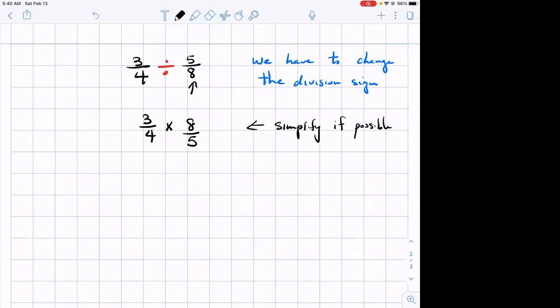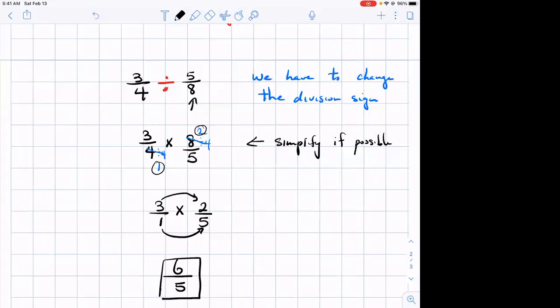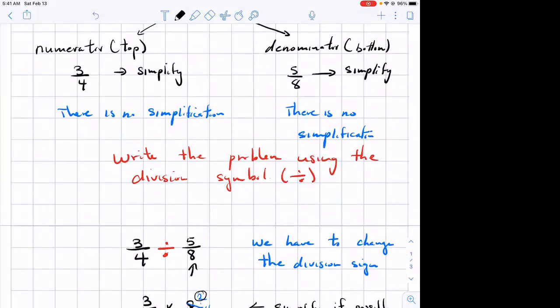So you will notice that this number here is divisible by itself, and this number here is divisible by itself. So you can say 4 divided by 4 is 1, 8 divided by 4 is 2. So what we have now is 3 over 1, sorry, because that was simplified, times 2 over 5. 4 divided by 4 is 1, and then a 2. And there is no other simplification, so we multiply. 3 times 2 is 6. 1 times 5 is 5. So here we got lucky because our work becomes less because there was no simplification for the numerator or the denominator.